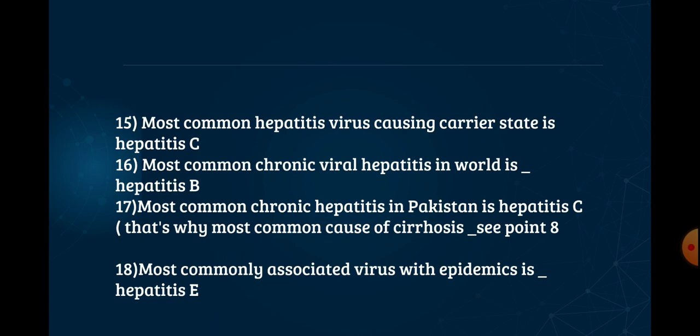Most commonly associated virus with epidemics is hepatitis E. E for epidemic, E for hepatitis E, and that is the same virus for pregnant female. That is a severe cause of hepatitis, and severe chronic cause of hepatitis would be hepatitis D, that we read previously.